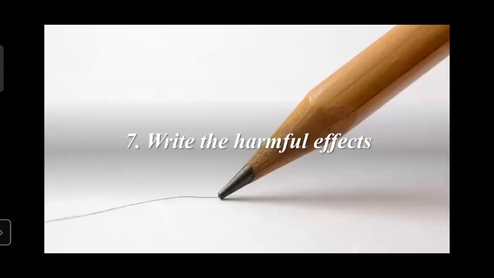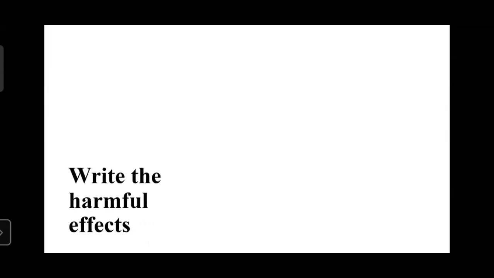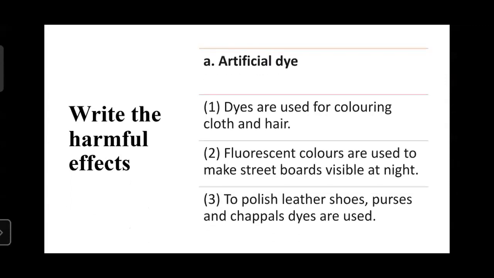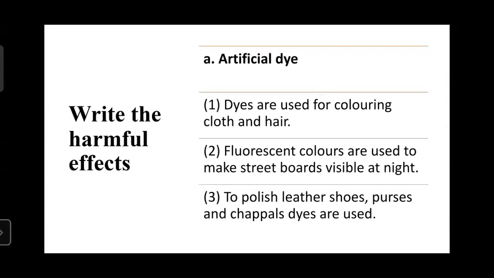Now, next question, write the harmful effects. First, artificial dye. The dyes which are used for coloring the cloth and hair. Fluorescent colors are used to make street boards visible at night. To polish leather shoes, purse, and chappal, dyes are used.